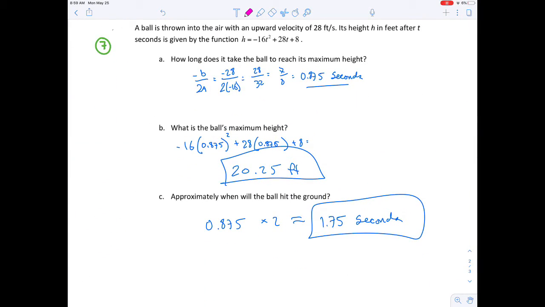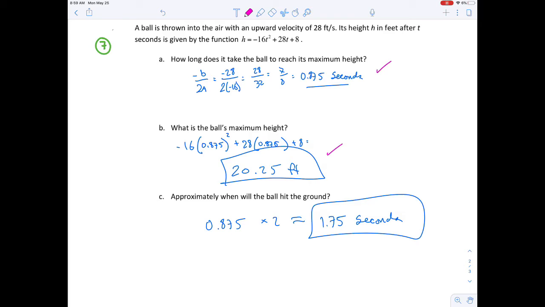And on the back page, a few of you just missed the second page, which was too bad, but most of you did do it. Almost everybody came out with 0.875 for the first part. Seconds, by the way, not feet, but seconds. Put that 0.875 back into your equation, and you're going to get 20.25 feet, which is what most of everybody came up with for the maximum feet.